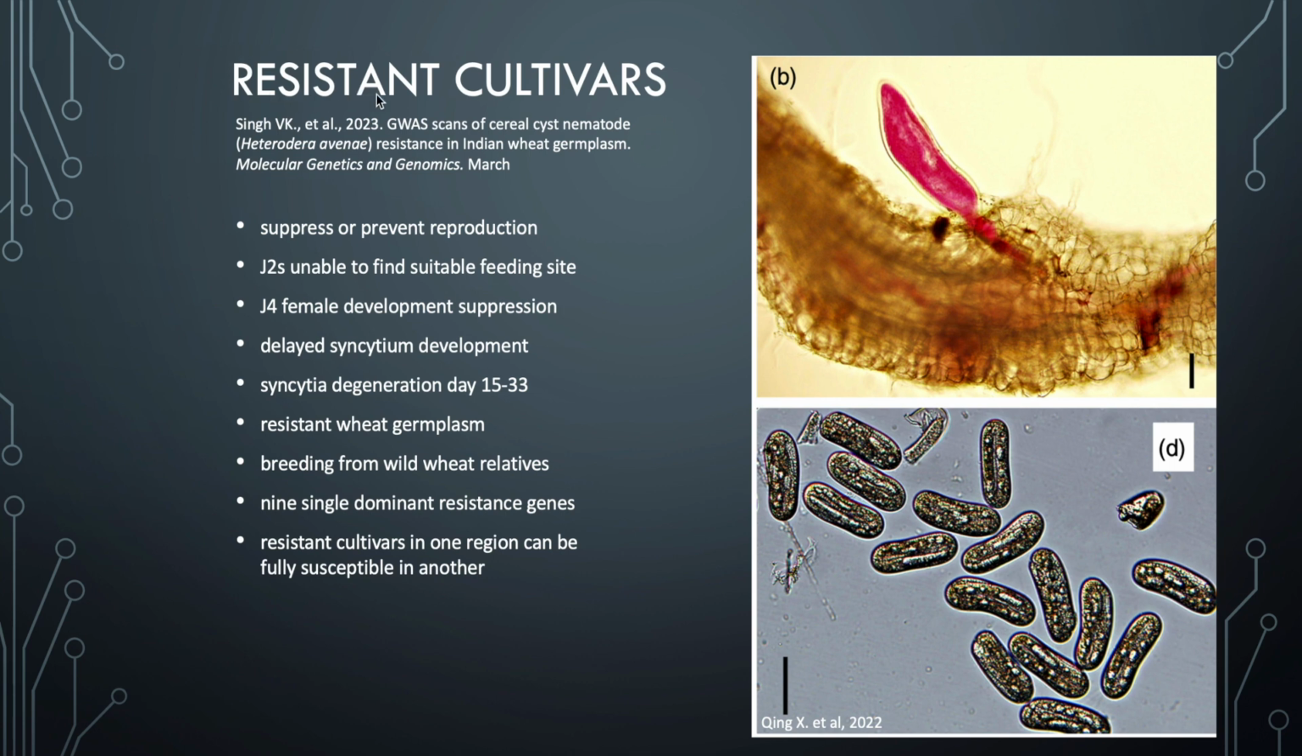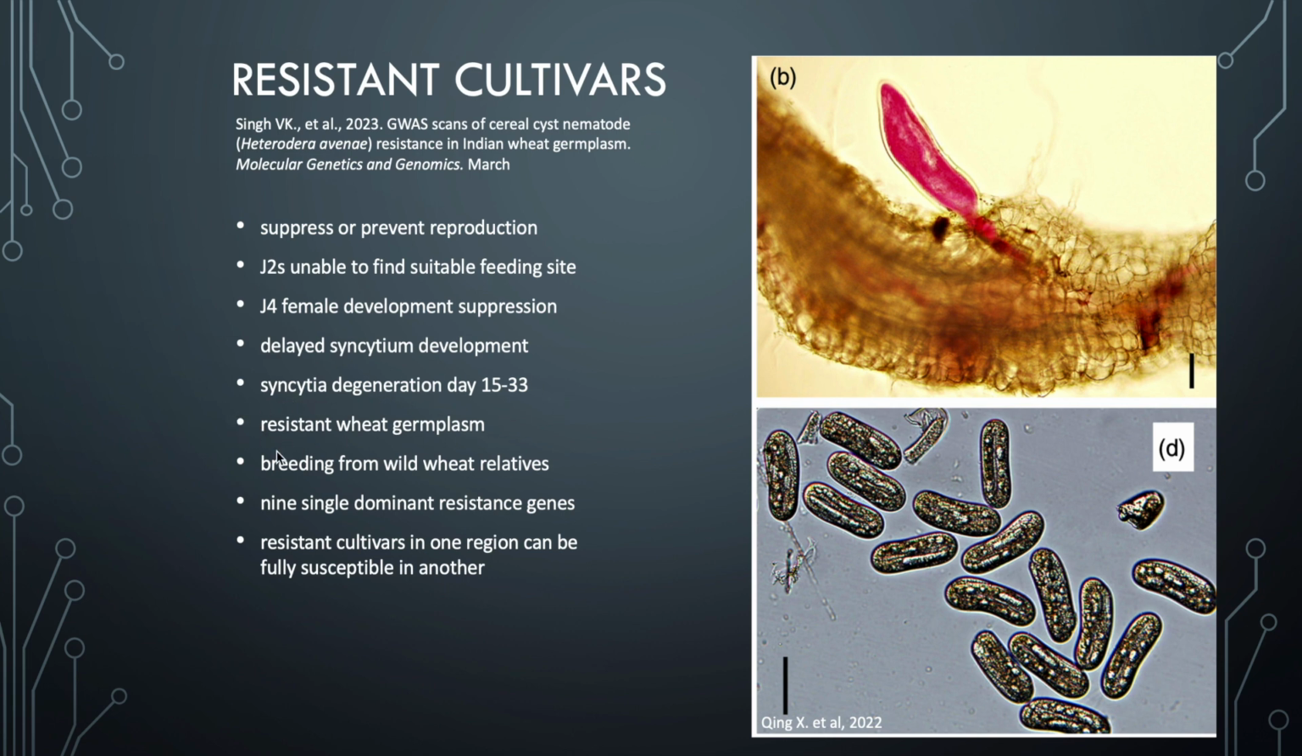So a big area of research goes into creating or finding resistant cultivars, and these plants can actually suppress or prevent reproduction of nematodes, or they are plants where the infective juveniles cannot find a suitable feeding spot on them. In some cultivars, the J4 female development is suppressed. In some, there is delayed syncytium development, so therefore nematode feeding is compromised. In some of these plants, the syncytia degrade, and therefore there is no feeding site left in the plant for the nematodes to feed from.